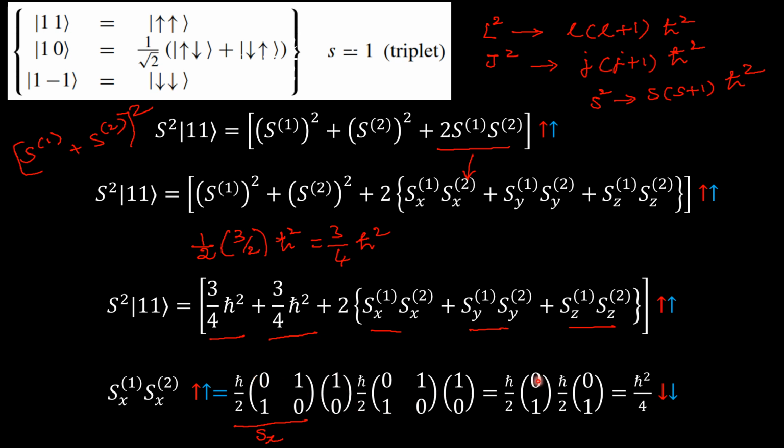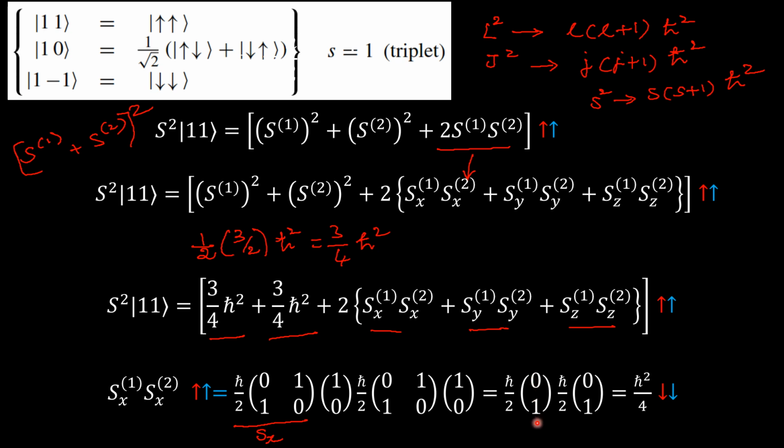So I have written that as 0. Then second row, first column, you will get 1. So I am writing this as 1. So ħ/2 is there. Same is the case if I multiply these two matrices. So ħ/2, 0, 1.